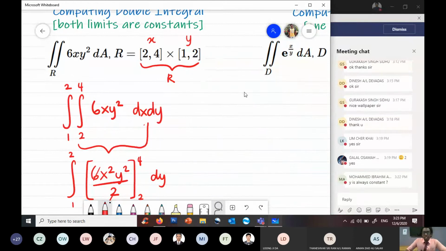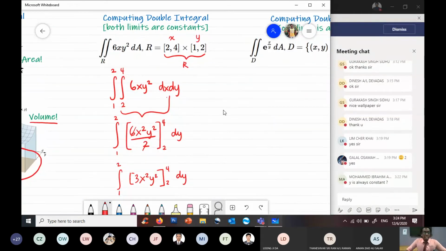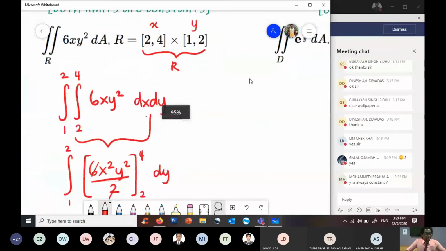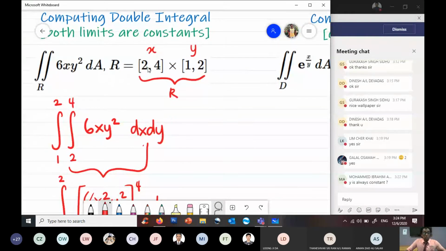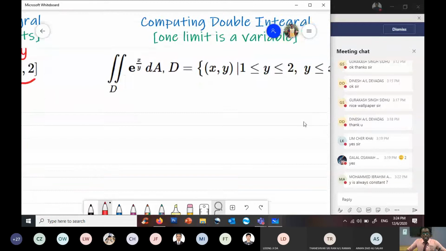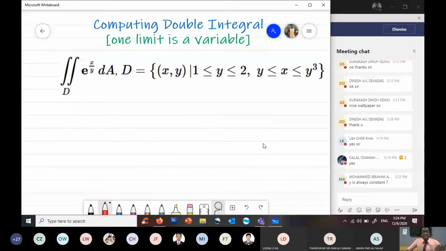Okay. Now, that was a warm-up double integral. I would say it's kind of easy because both of the limits are numbers, 2 to 4, 1 to 2, everything was numbers. Sometimes you might get something like this. Again, it's a double integral. However, you can see that the y is nice, from 1 to 2, a number, fine. But the x is from y until y cubed. Those are not numbers.